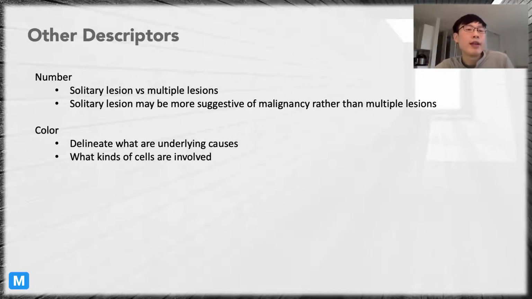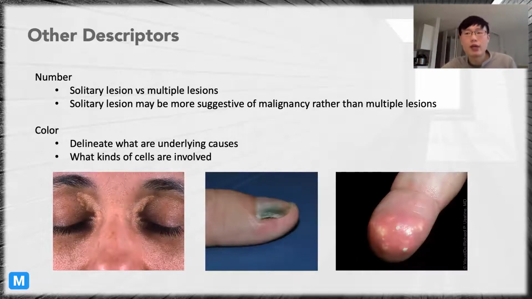And then the next one is color, which is, besides morphology, one of the most important terms that can actually give you a clue to what kind of rash it is, because the color can tell you what kind of cells are actually involved in the eruption. I'll just give you some examples here. The first one, you are seeing something yellow, and when you see yellow, you want to think of fat cells, right? So this is yellow. And the second one is more of a green color.